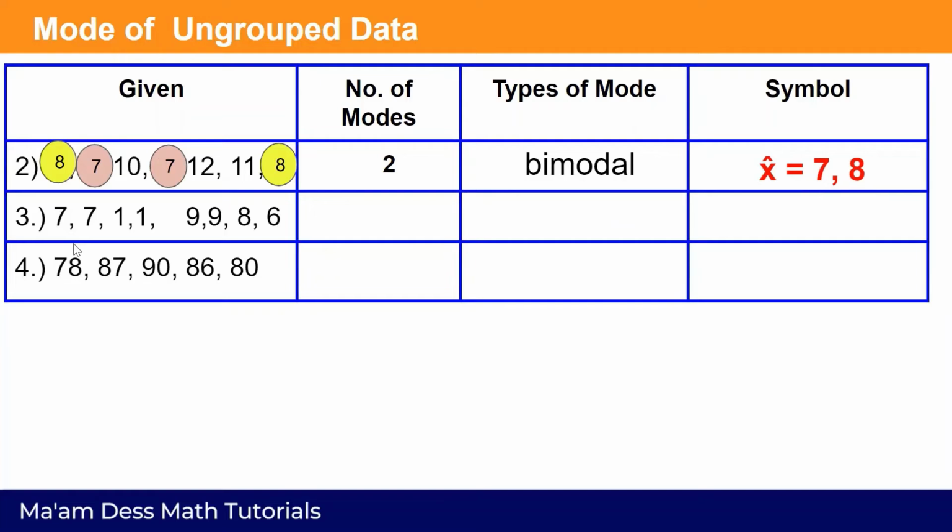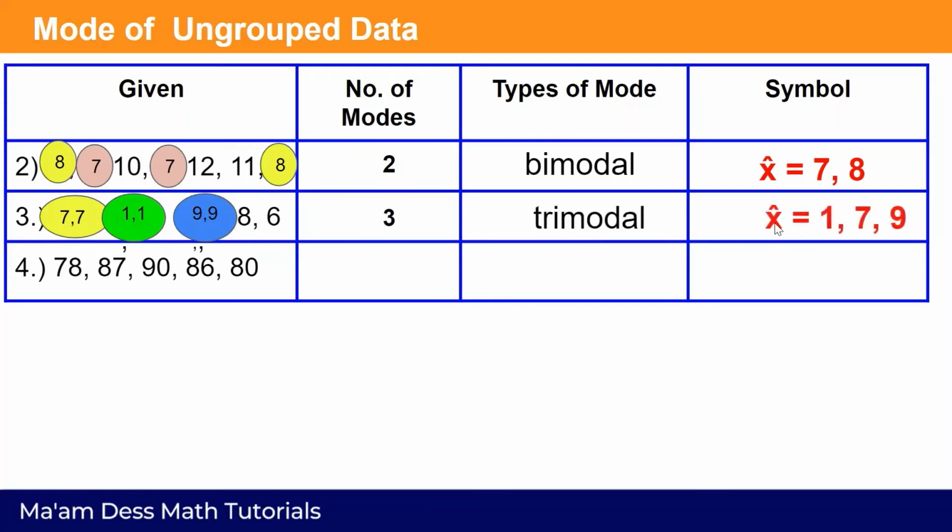Now, for number 3: 7, 7, 1, 1, 9, 9, 8, and 6. So think of the number of modes. Ilan po kaya ang mode dito? May dalawang 7, may dalawang 1, may dalawang 9, at meron pong isang 8 at saka isang 6. Let's find out. 1, 2, 3. We have 3 modes and then we can call it trimodal. For the symbol, we have x hat is equal to 1, 7, and 9.